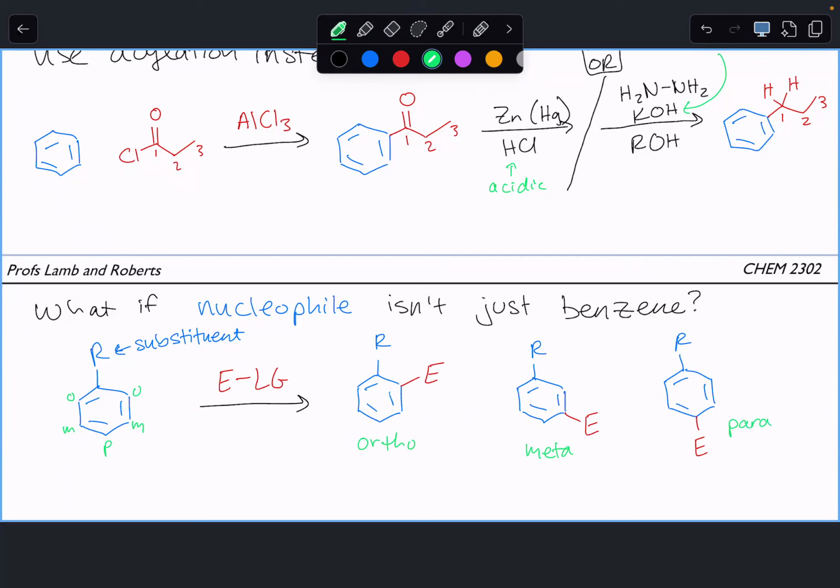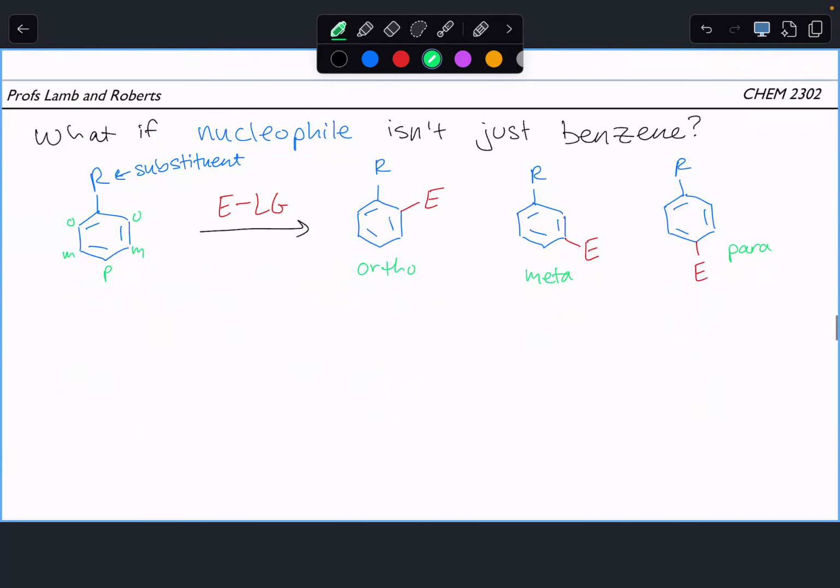Okay, see how there are 3 different products, right? So I'm always keeping the R group at the top, and we're just changing where the electrophile is attached relative to that R group, okay? So you are not going to make all three of these products for every reaction. So we need to talk about how you decide which one or which ones are favored.